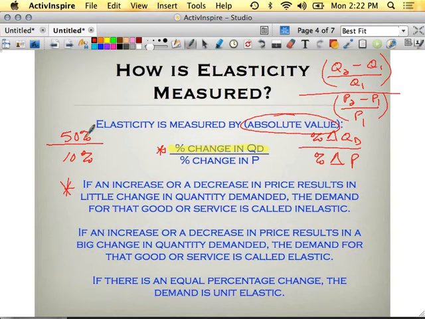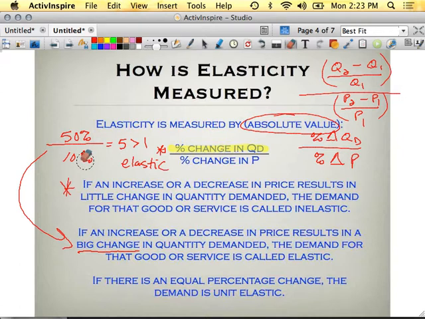Oh, I'm sorry, I just gave you an elastic example. Let's do that. Here, a little change in price leads to a big change in quantity demanded. Because 5 is greater than 1, we would call this good elastic. I just went out of order. This is if an increase or decrease in price results in a big change in quantity demanded. The demand is called elastic.